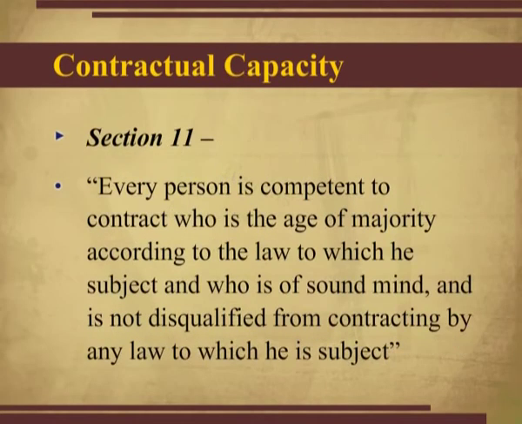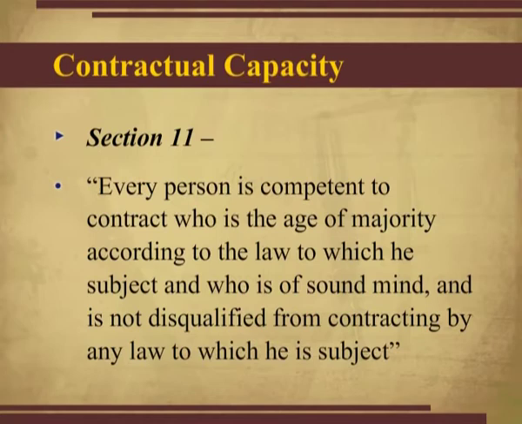Section 11 of the Act states that every person is competent to contract who is of the age of majority according to the law to which he is subject, and who is of sound mind, and is not disqualified from contracting by any law to which he is subject.